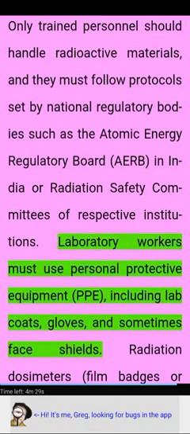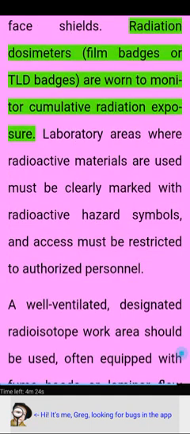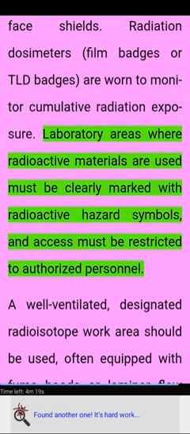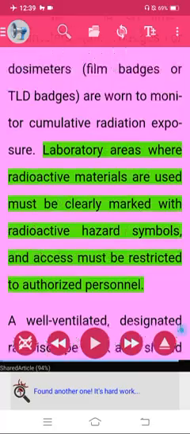Laboratory workers must use personal protective equipment (PPE), including lab coats, gloves, and sometimes face shields. Radiation dosimeters, film badges or TLD badges, are worn to monitor cumulative radiation exposure. Laboratory areas where radioactive materials are used must be clearly marked with radioactive hazard symbols.